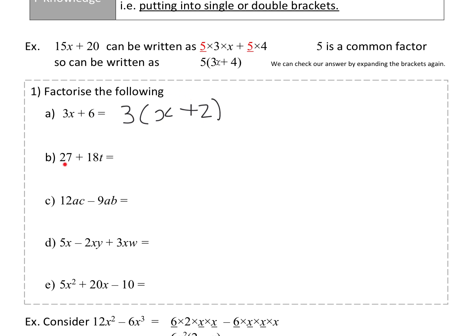In part B, we have 27 plus 18t. If we look for a common factor, you can see there's a common factor of 3. However, it's really important that you don't just take out any common factor. You must take out the highest common factor to get the marks. So the highest common factor would actually be 9. So we bring the 9 out in front. And then 9 times 3 would give us the 27. And 9 times 2t would give us 18t.